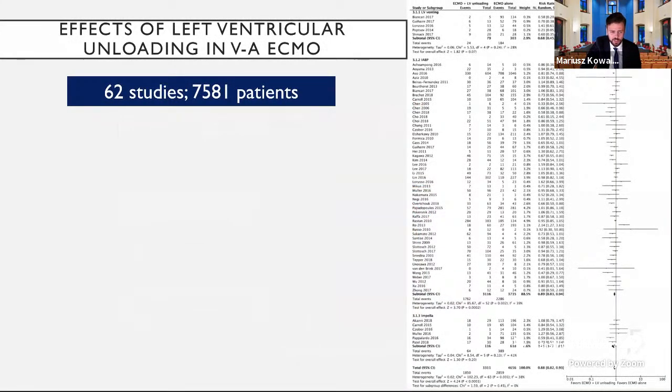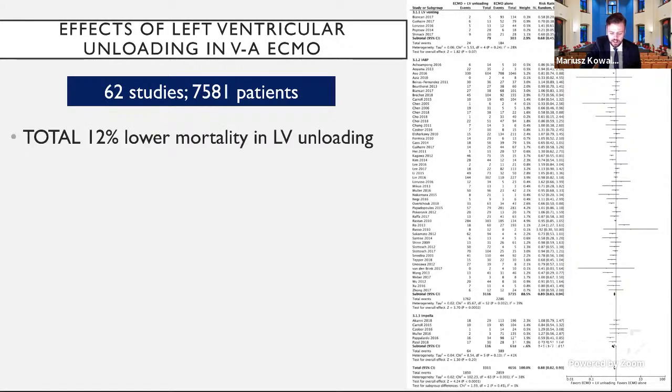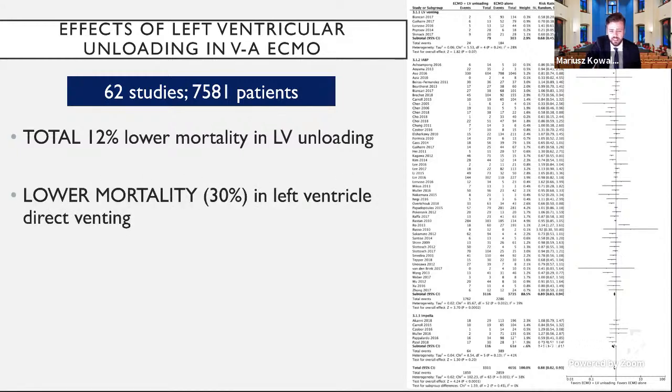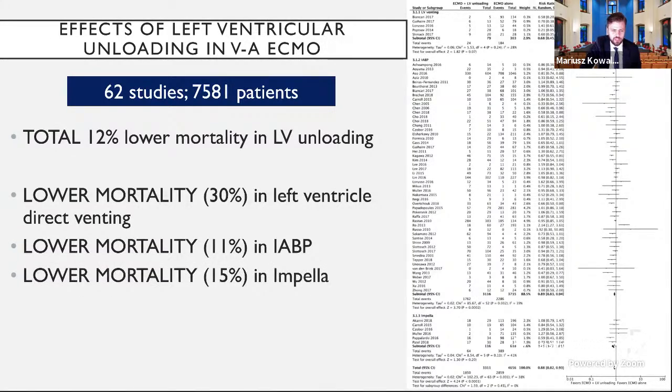In a meta-analysis of 62 studies and over 7,500 patients, we investigated the effects of different strategies of LV unloading on hospital mortality, and found that irrespective of unloading strategy, this approach offers 12% mortality reduction. Busy as it seems, at the right side, the figure presents the mortality results of each device assessed, and it seems that direct surgical left ventricle venting offered highest mortality reduction.